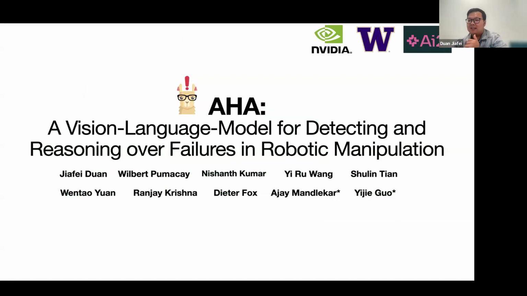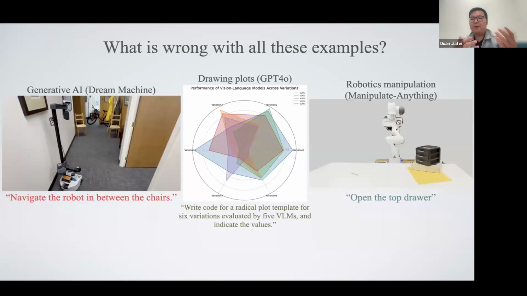So the first work that I'm going to present is one of our recent works, which is called AHA. It's a vision-language model for detecting and reasoning over failures in robotic manipulation. So this is an example of what I call a robot-specific VLM that's specifically fine-tuned for a specific purpose in robotic manipulation. So before we get into that, let's give a bit of intuition on what AHA is all about.